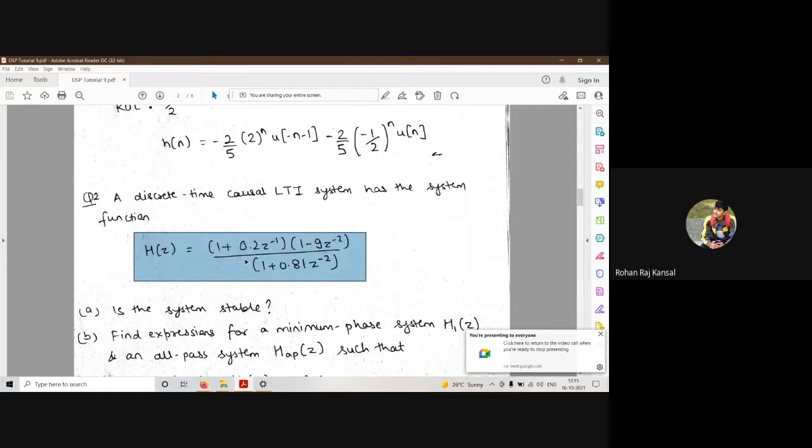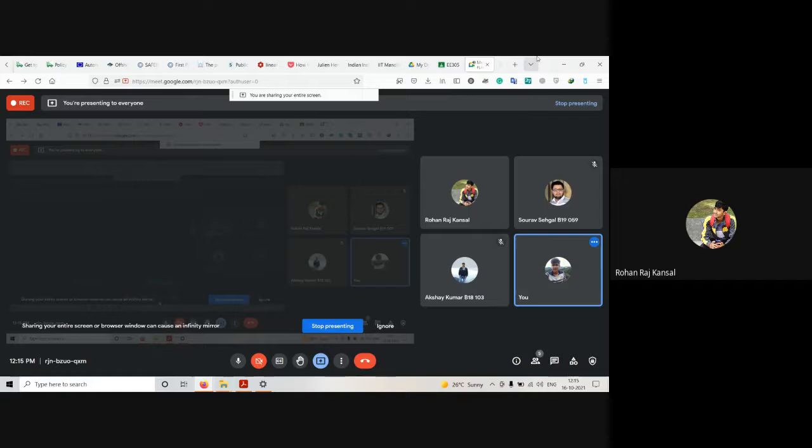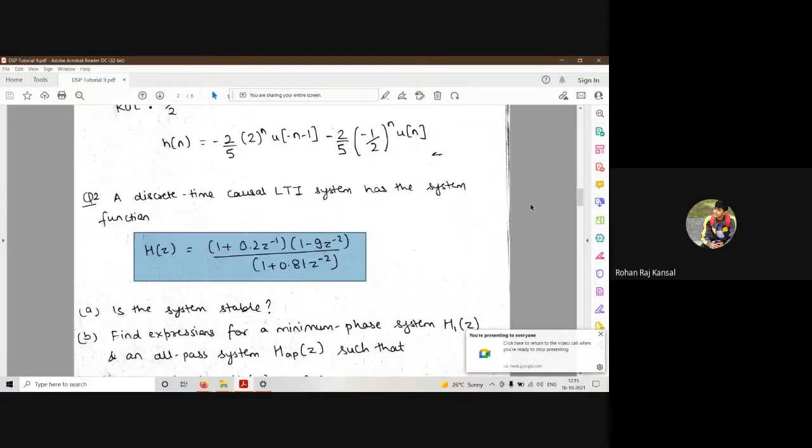Sorry, sir. What's the question? The question is, is this system stable? The first part, is the system stable? You can tell that just by looking at this system function. Yes, sir. It's stable. It is stable, and why is it so? Sir, because there is a pole at point 0.9, and the system is causal, so it will go from point 0.9 to infinity, which will include the unit circle.